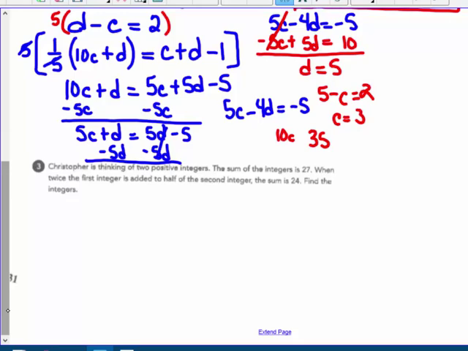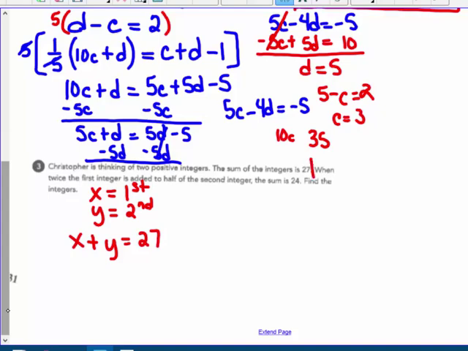Christopher is thinking of two positive integers. Oh, here we go again. The sum of the integers is 27. Two positive integers. Okay, well, doesn't give me anything. This is kind of like the problem of the day. Let x equal the first. Let y equal the second. The sum of the integers is 27. Well, that's one equation. So x plus y equals 27. Well, that's easy.